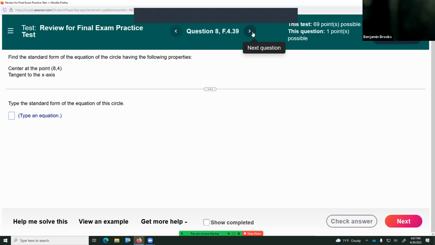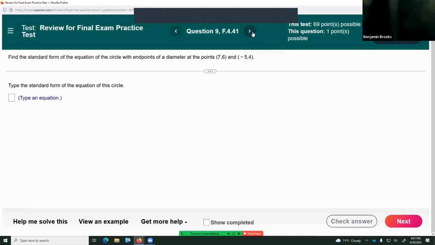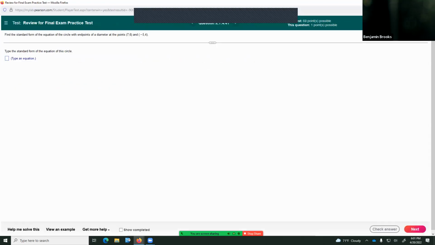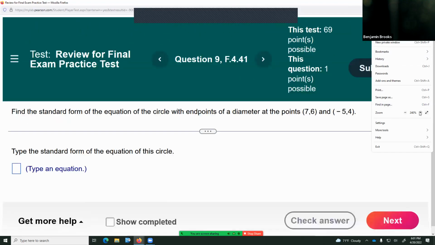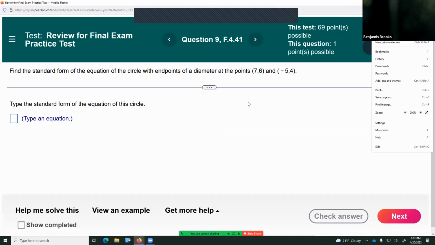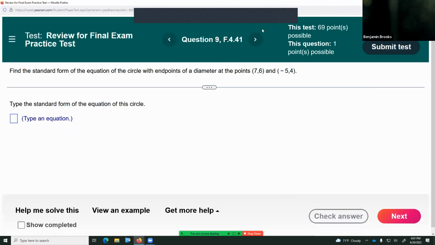Tangent to the x-axis just means that it touches the x-axis. So you can still come up with that. For endpoints of the diameter, all you do is figure out the distance between these 2 points and then cut it in half so that you can find your radius.